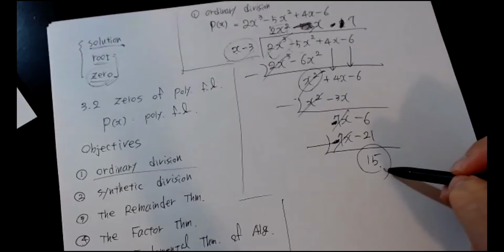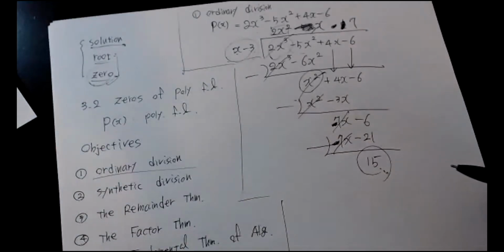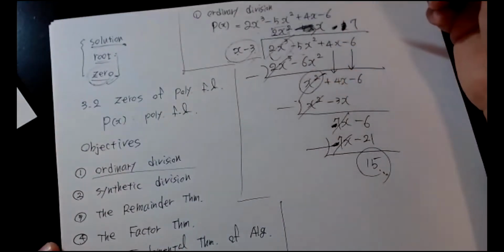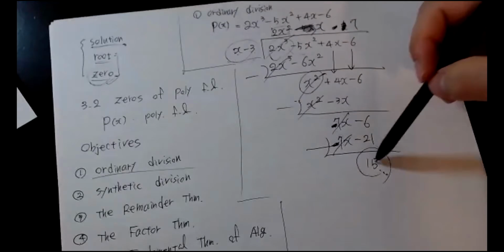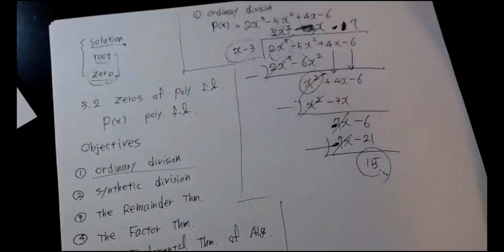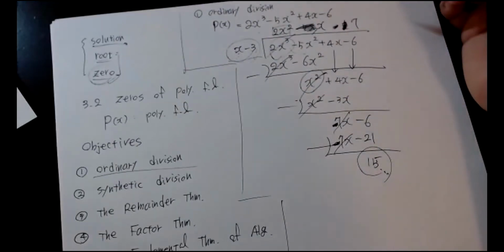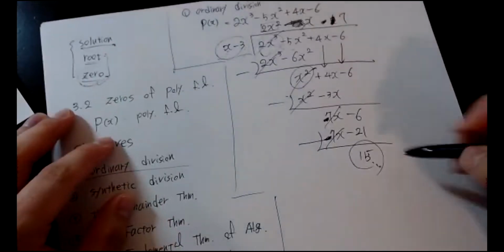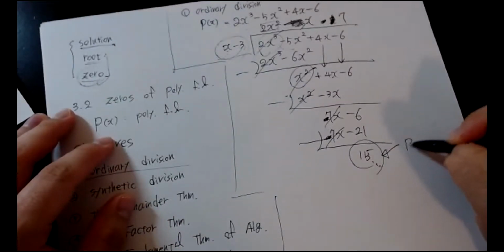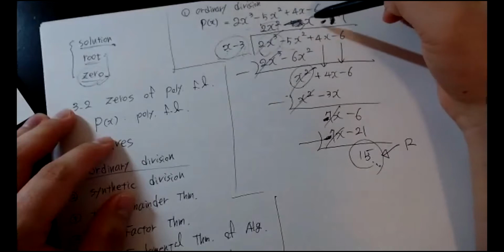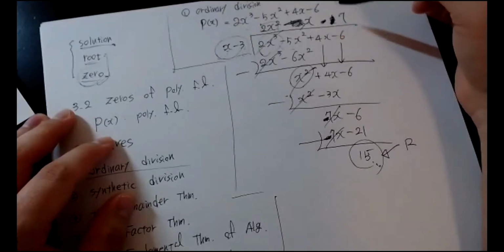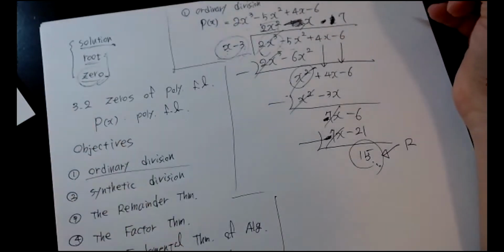The degree of the constant is 0, and the degree of the divisor is 1. So we cannot get 15 by multiplying x by a term. So this is the remainder. And 2x squared plus x plus 7 is the quotient.